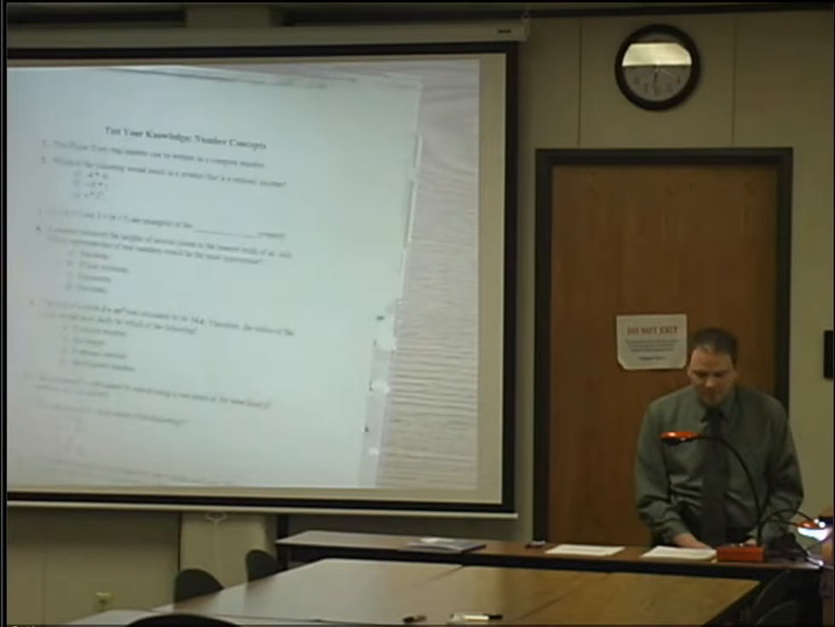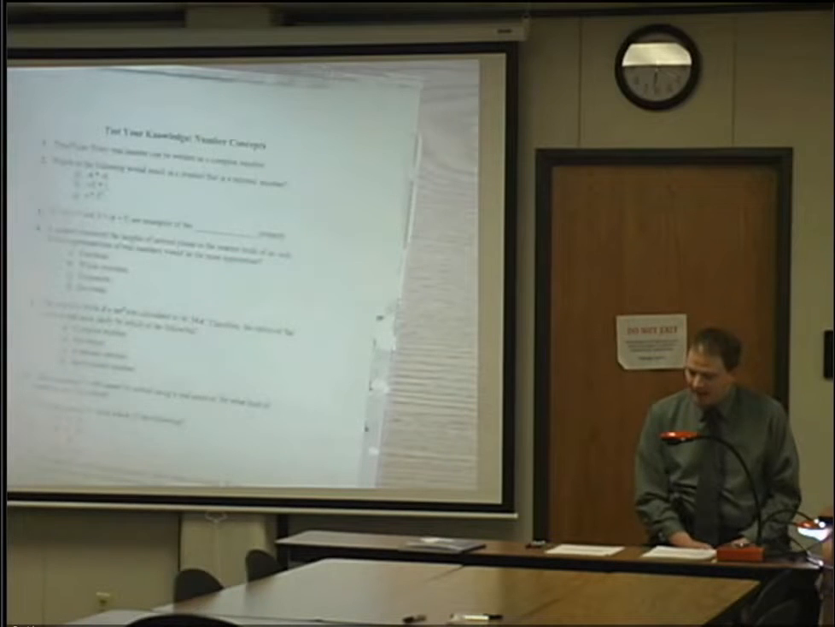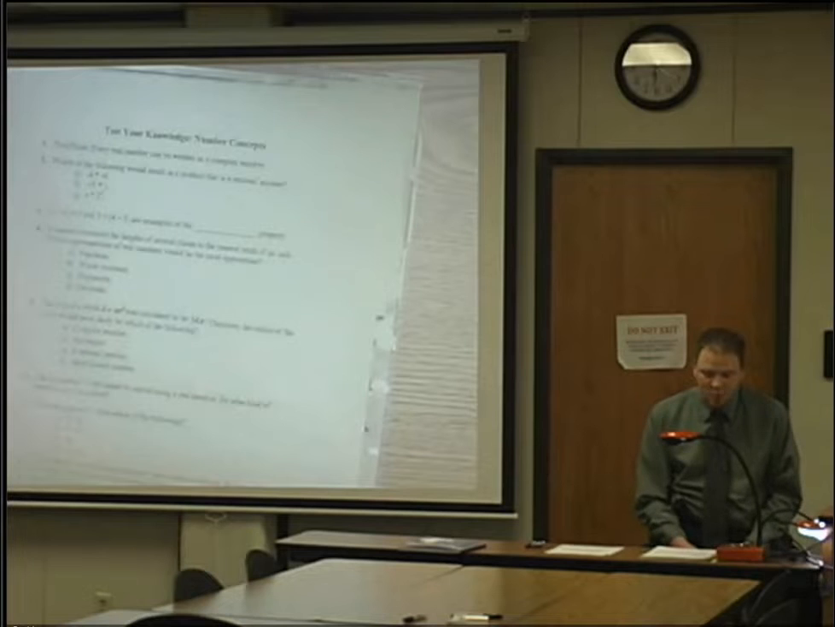Number two, which of the following would result in a product that is a rational number? Looking through those numbers, really the only option that makes a rational number is going to be A, -4 times -6. That will give us an answer of 24, which would be a rational number. The other two options would not give us a rational number.